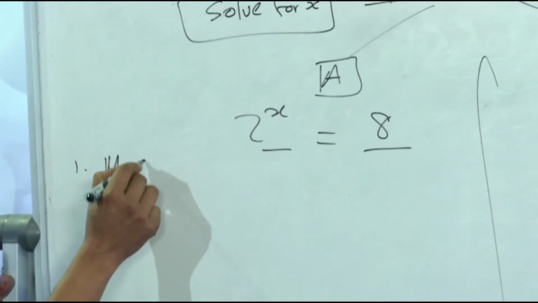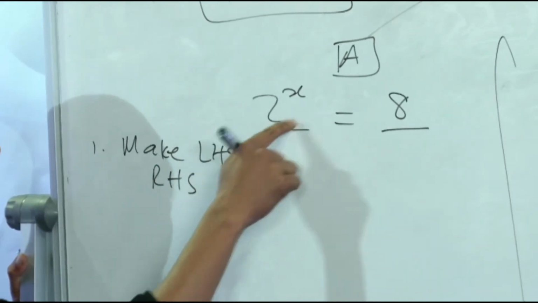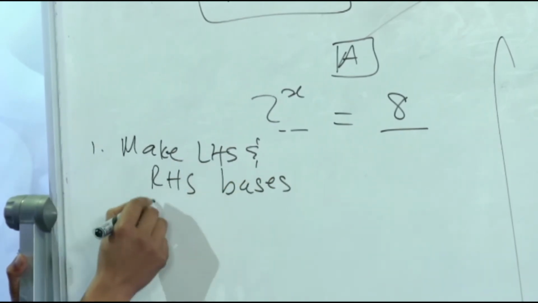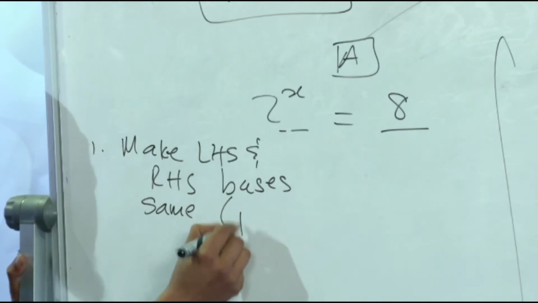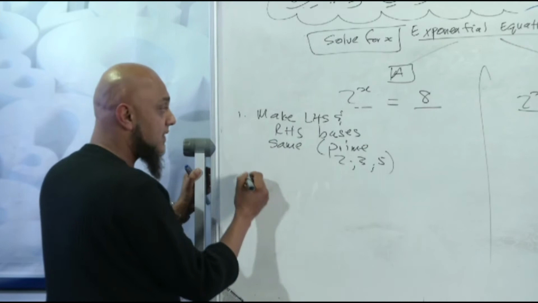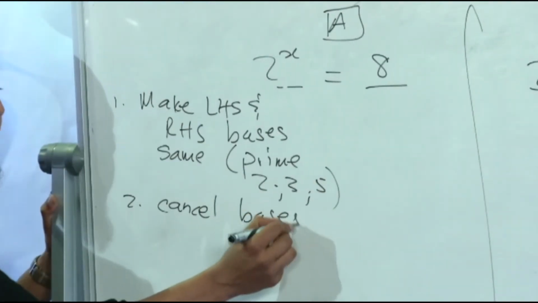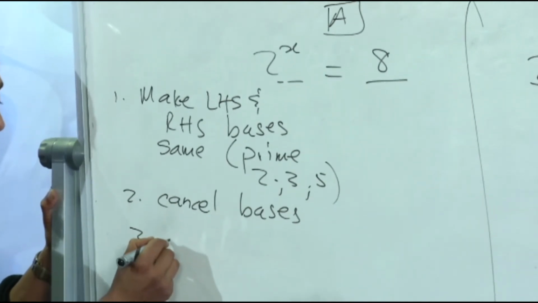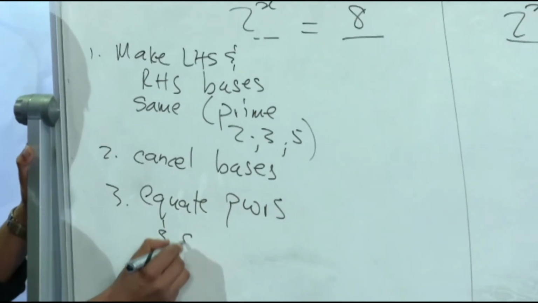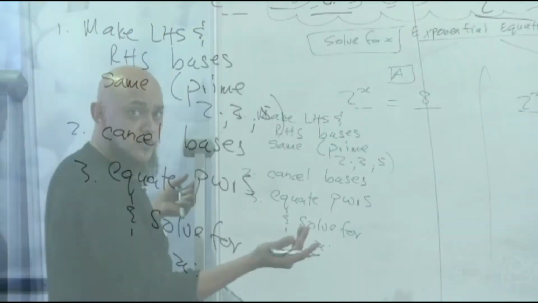Number one, you make the left hand side and the right hand side of the equal to sign bases the same. Right? We need to use prime bases. What are prime numbers? 2s, 3s or 5s. Step number two, cancel the bases. Step number three, you equate the powers and solve. Equate the powers and solve for the unknown, for x or y or whichever unknown they are looking for.